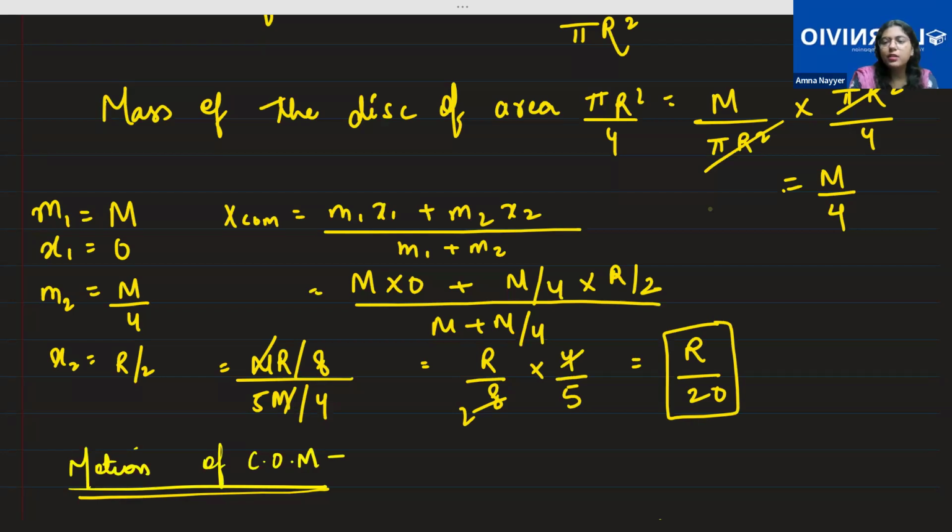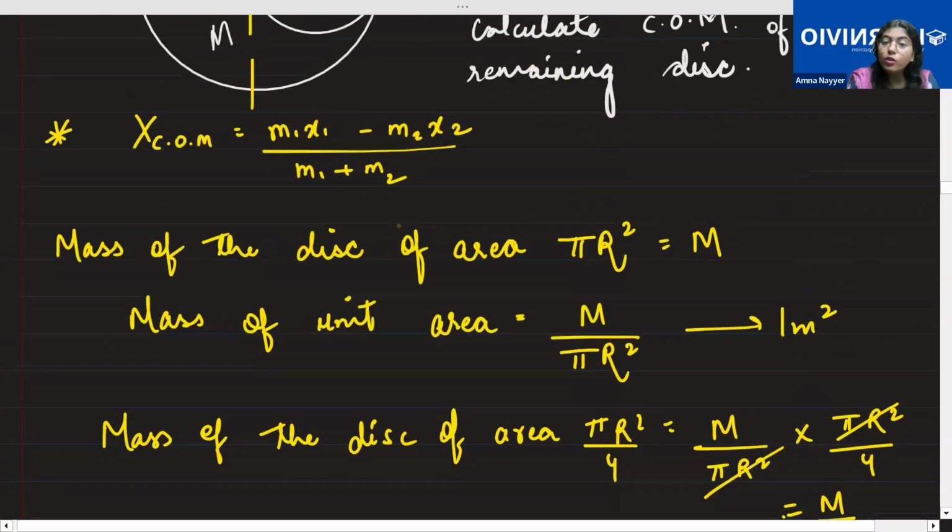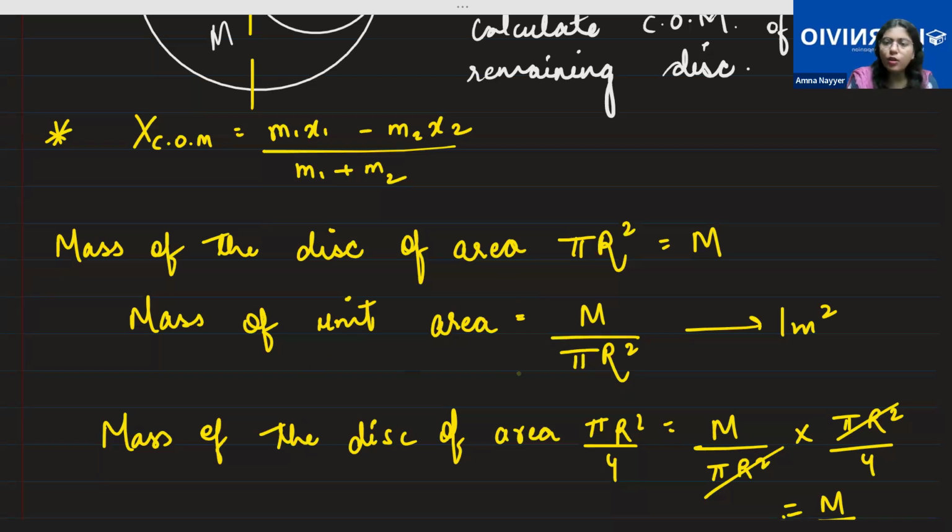So if it's a sphere, what you do? Use the mass of the sphere of volume 4 by 3 pi r cube, then unit volume, then whatever you want to calculate. For a disk, use area. For a rod, 1D figures, use the length. Length, area, and volume. This is how you have to put the figures. Clear?